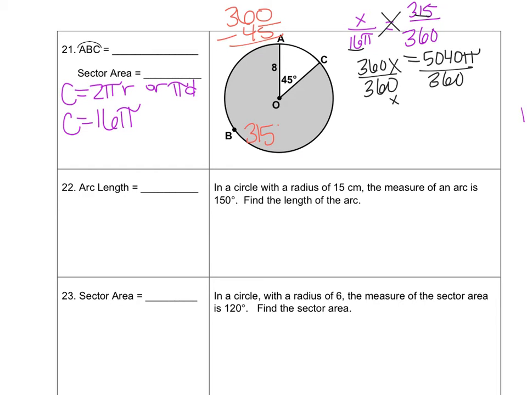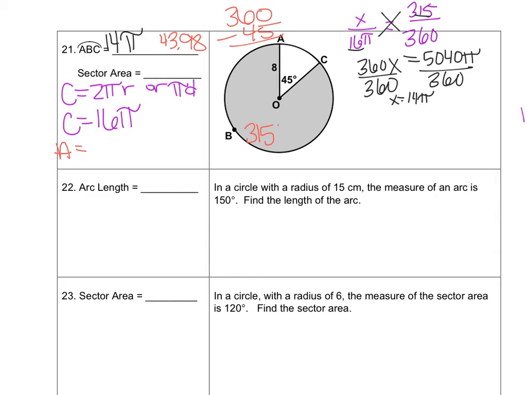And I'm going to get 14, and don't forget pi. So your arc length is 14 pi, or if you were going to round it, you should get 43.98. Okay, for sector area, you need the area of this circle, so we're going to find that first.